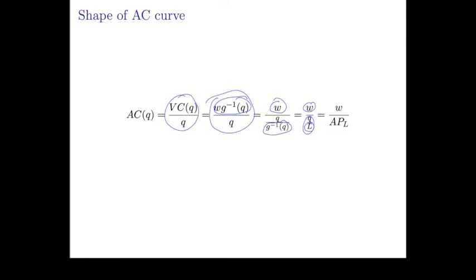But what's Q over L? Q over L is the quantity that you produce divided by the labor that you're using. That's nothing but the average product of labor. So we then have that average cost is wage divided by average product of labor. So it's a very analogous relationship between average cost and average product to the one we saw between marginal cost and marginal product.